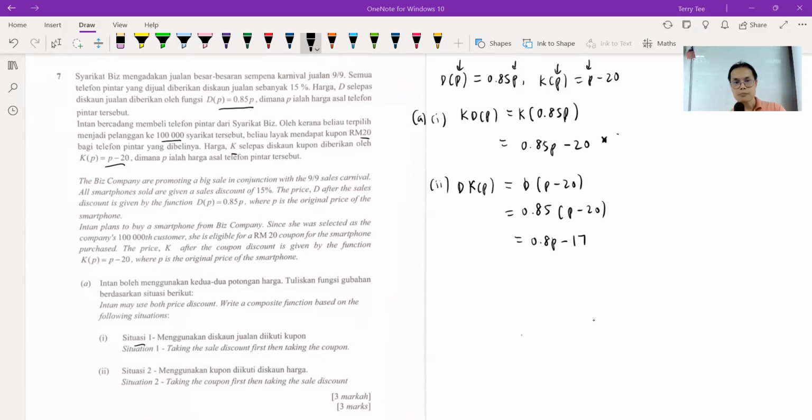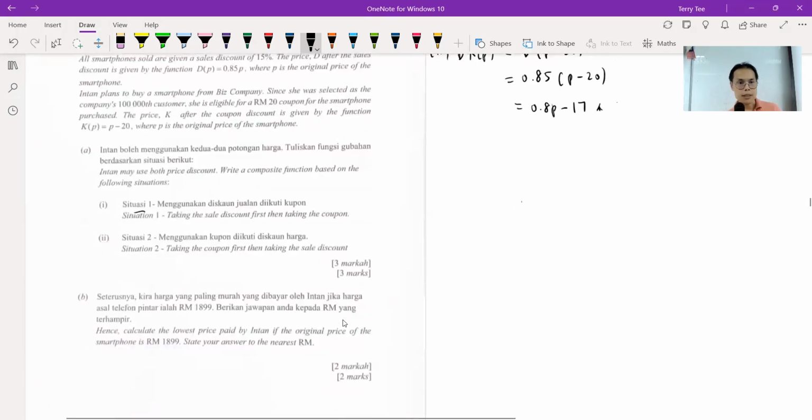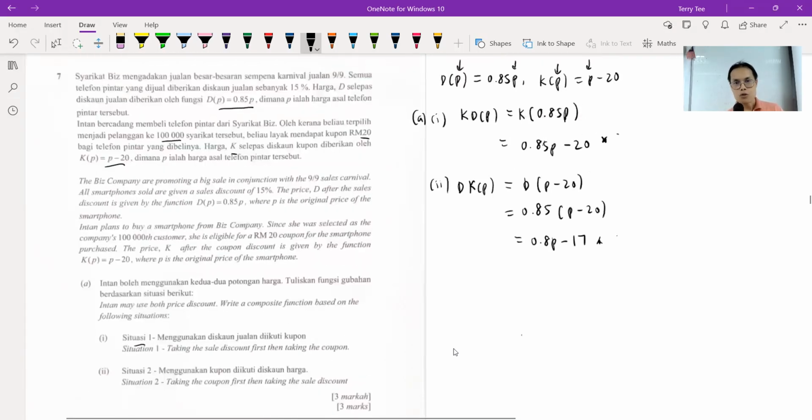Okay. So now next thing is we got two functions here. Let's skip part B. They say seterusnya kirakan harga yang paling murah yang dibayar oleh Intan jika harga asal telefon pintar 1899. Berikan jawapan anda kepada RM yang terhampir. So we have two ways to count. You either use discount first or use coupon first, but you can tell that using discount first is better. Whatever the price, I times 0.85, then I minus 20. So actually I minus more. It's cheaper.